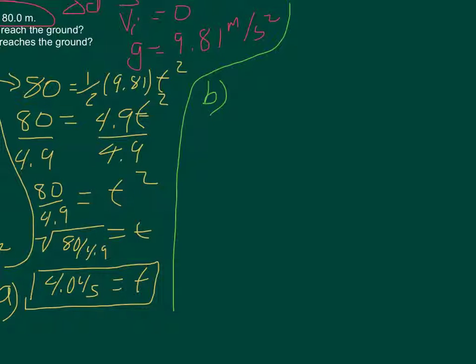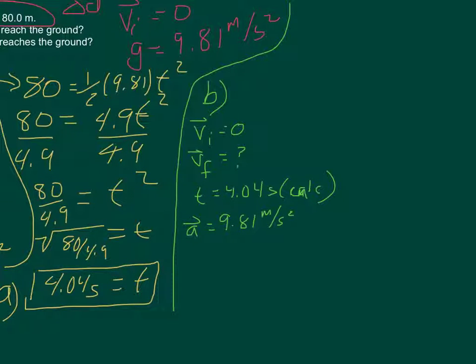B says what's its final velocity. So let's remind ourselves what we got. We know we have a VI, it's 0. VF we want to know. We got a T of 4.04 seconds, but that's calculated, so we won't use that if we don't have to. We've got an A, which is acceleration due to gravity of 9.81 meters per second squared. And we have our displacement, which is 80.0 meters.